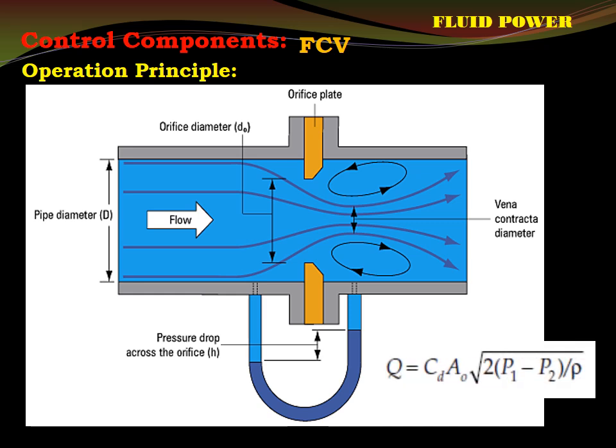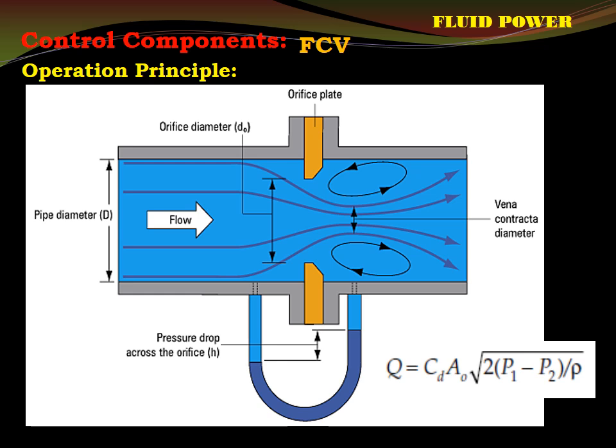by using this equation. That equation we are not going to obviously derive. I hope you can recall from your fluid mechanics class. Flow rate through an orifice is this. CD is the coefficient of discharge, AO is the area of the orifice, P1 minus P2 is the drop of pressure across it. P1 is upstream pressure, P2 is downstream pressure. Rho is the density of the fluid.